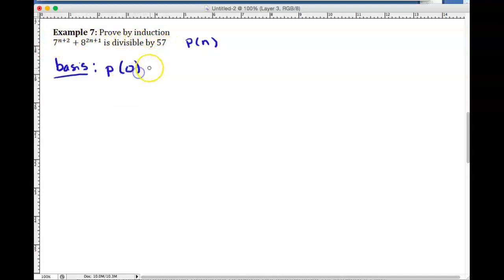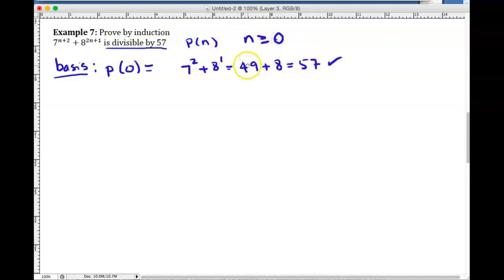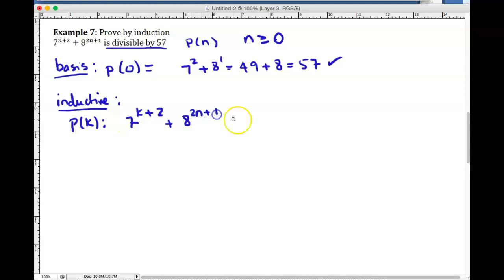Let's start with 0. That says 7 to the 2 plus 8 to the 1 is 49 plus 8, which is 57. And 57 is definitely divisible by 57. Again, when we're proving this, we are proving it for non-negative integers. Now the inductive step. We're going to write Pk. Pk is 7 to the k plus 2 plus 8 to the 2k plus 1 is divisible by 57. So it's going to be 57 times L, where L is an integer.